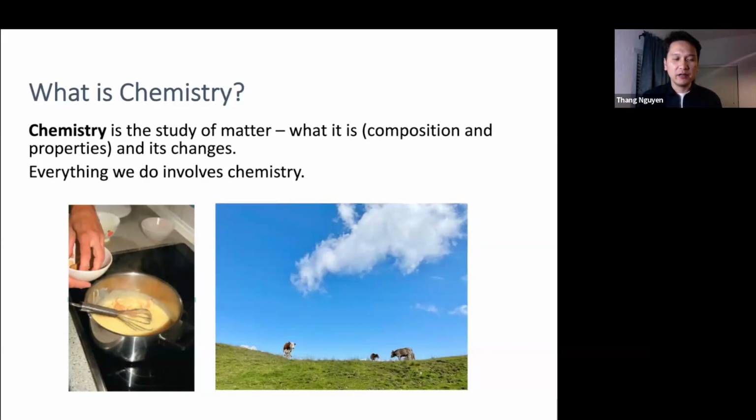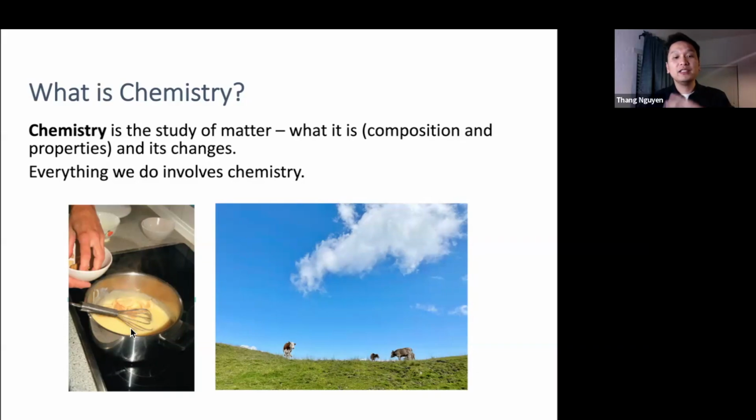Another aspect here I want to point out is that everything we do involves chemistry. So let's take a look at this first picture here. We can see that this pot is made of a substance, a metal, and what about that metal substance that makes it a good container for cooking or for melting or for holding chemical reactions, aka cooking food, right?